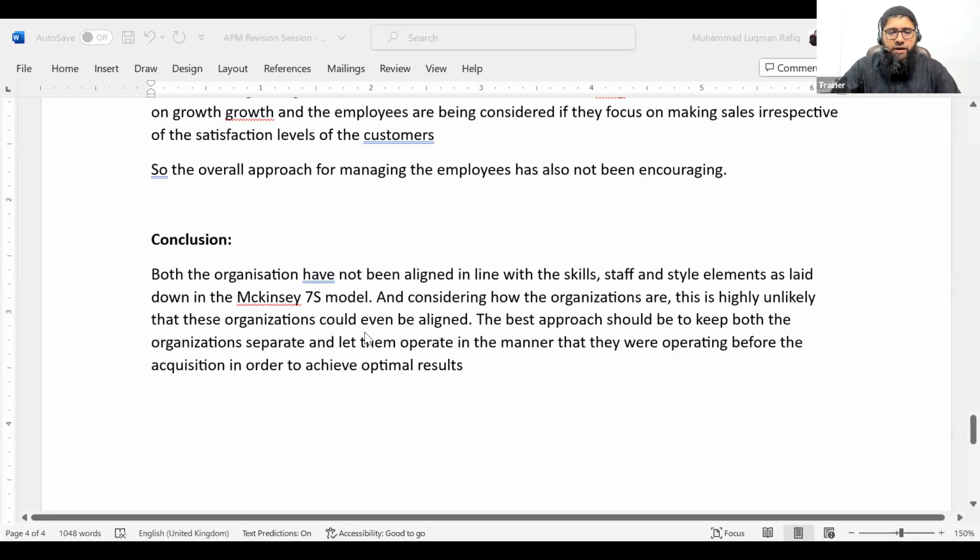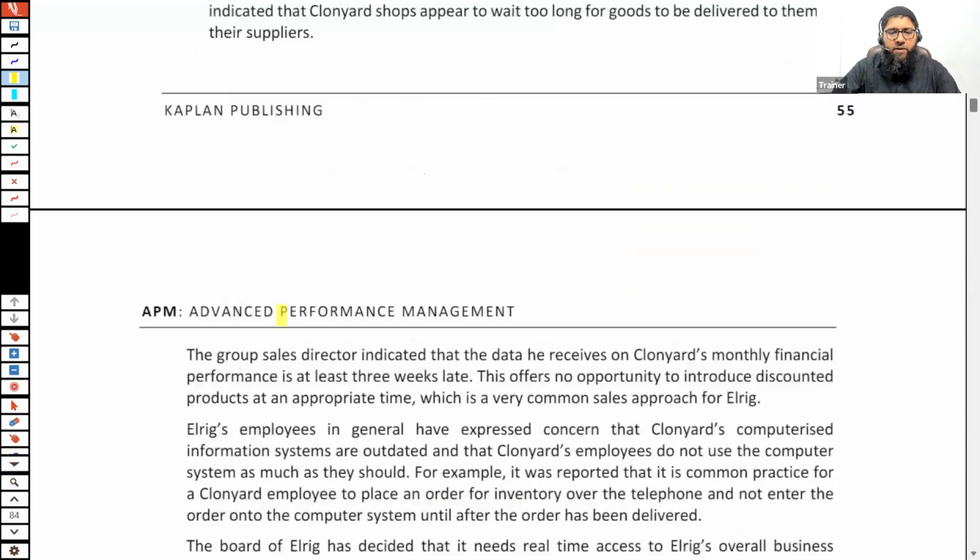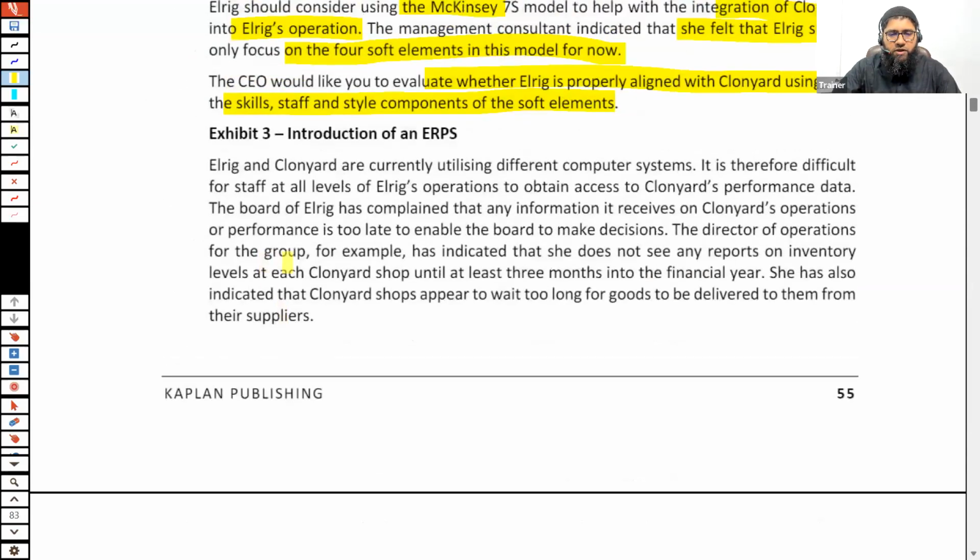Okay. Now let's move on to the next requirement of the question. The next part is the introduction of an ERPS, the Enterprise Resource Planning System. Can you just read through this paragraph first?